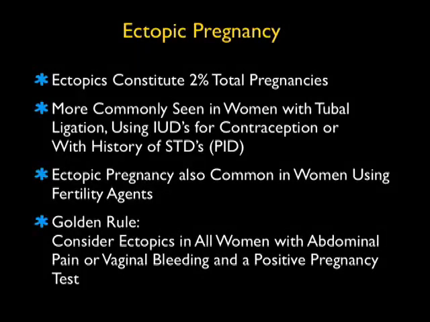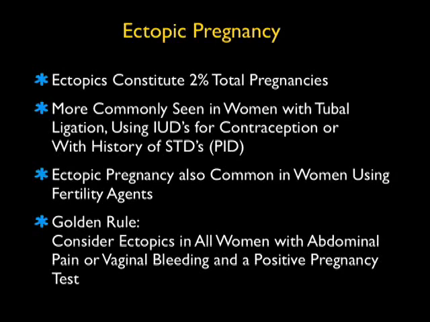Today's module is going to focus on ectopic pregnancy. Ectopic pregnancies constitute about 2% of all total pregnancies, although they're commonly seen in the emergency department. Ectopic pregnancy is more commonly seen in women with a history of tubal ligation, who are using intrauterine devices for contraception, or have a history of sexually transmitted diseases, such as pelvic inflammatory disease with scarring of the tubes.